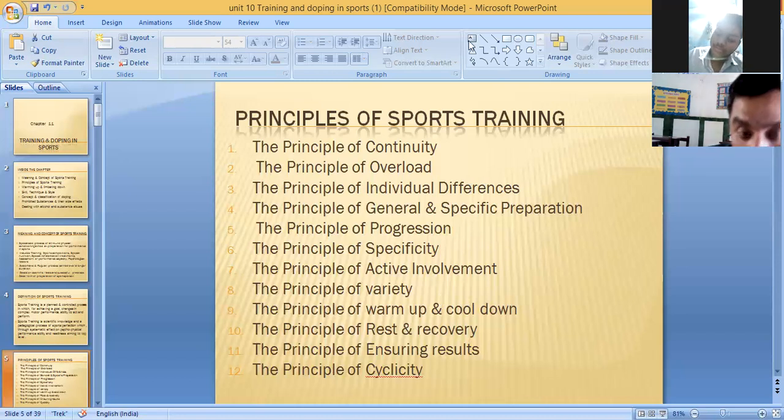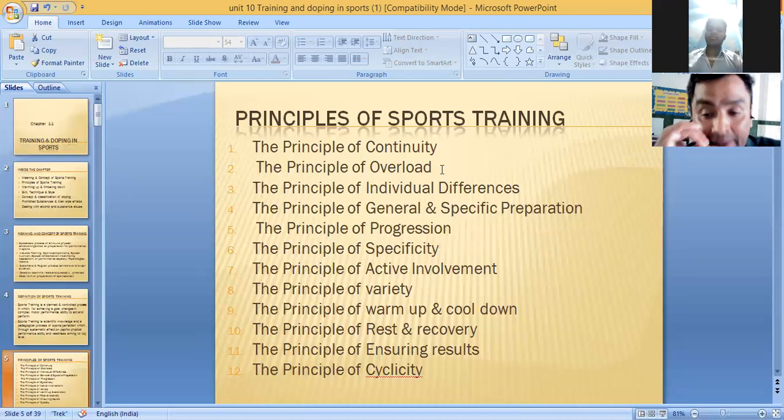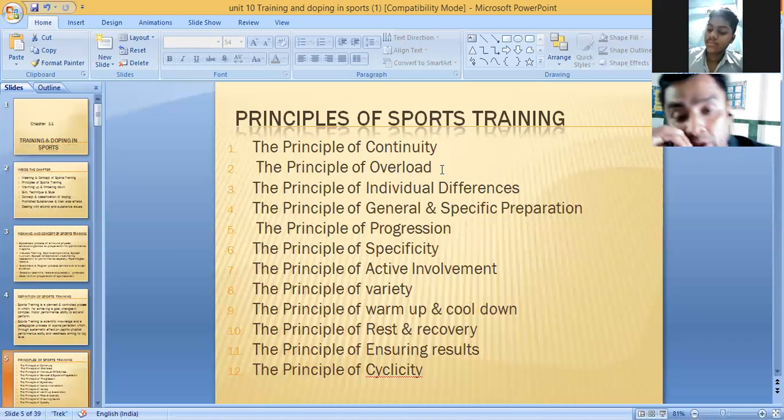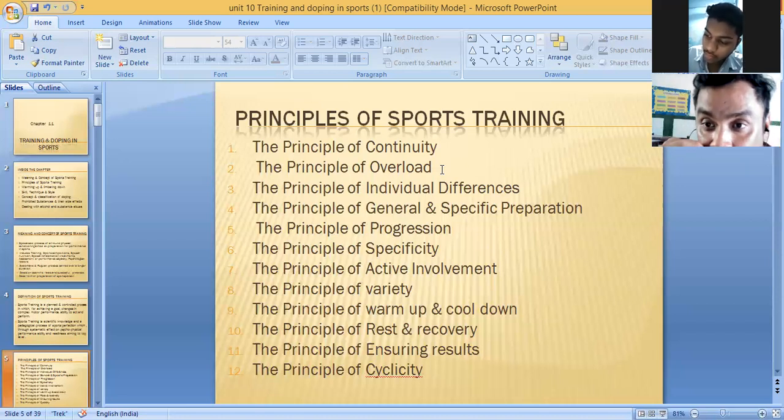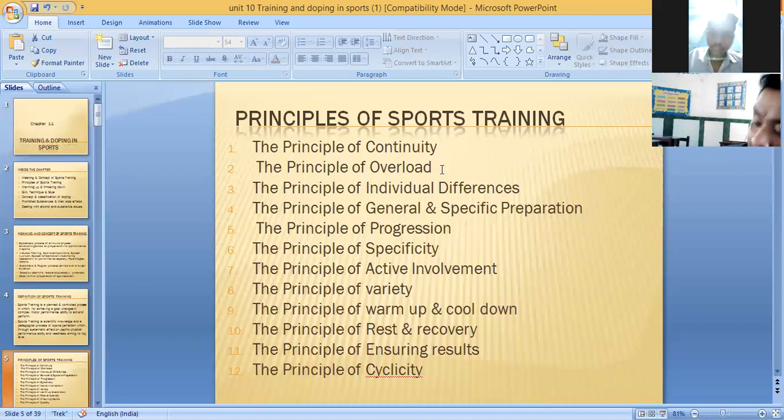So, we are talking about small children. If you want to create interest in them, then you should bring variety in your training programs. These days you can bring cones, mannequins, flat cones, hurdles, poles. You can use all these things to develop the interest of a child. That is called principle of variety.